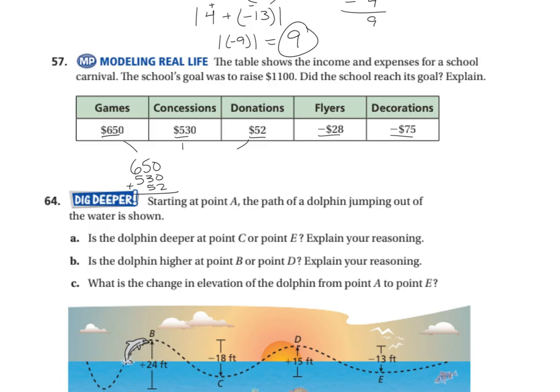Okay, I'm going to write off to the side. 0 plus 0 plus 2 is 2. 5 plus 3 plus 5 is 13. 1 plus 6 is 7, plus 5 is 12. So my total earned before taking out expenses is 1,232.